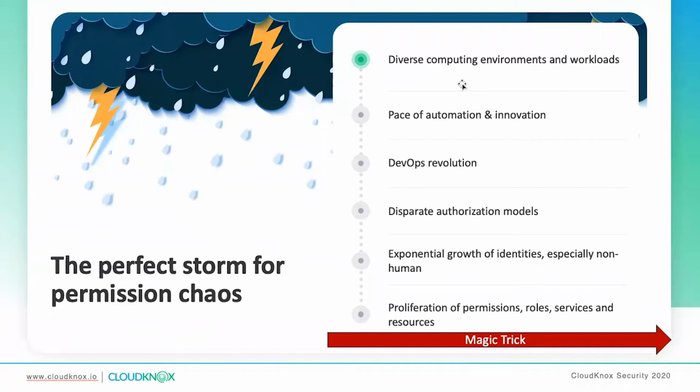Could any of those high risk permissions furthermore allow for delete and allow people to destroy infrastructure and exploit it in other ways? Also, the pace of automation and innovation. Remember now, developers and others many times have access to the entire stack.